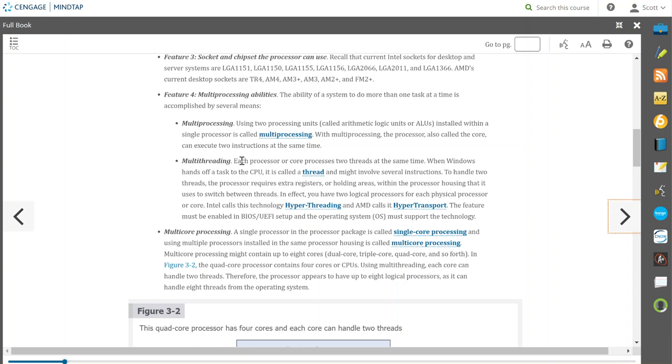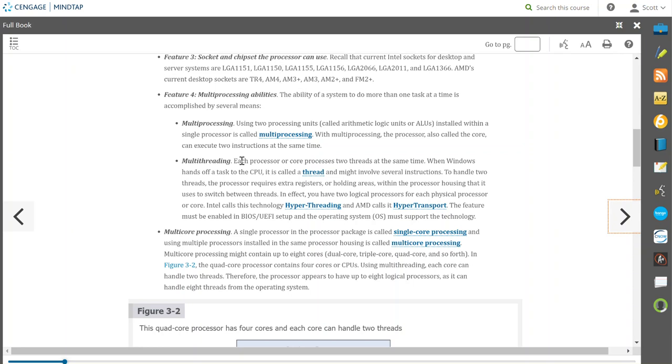Intel calls its technology hyper-threading. AMD calls it hyper-transport. It's all the same thing. You're multitasking. You're doing more than one thing at a given point in time.